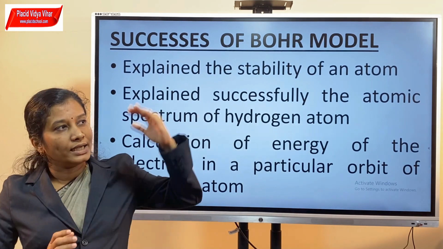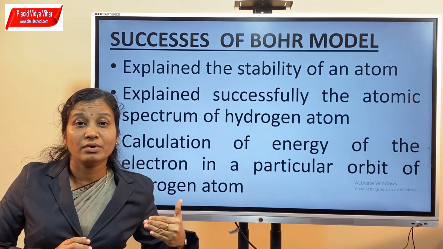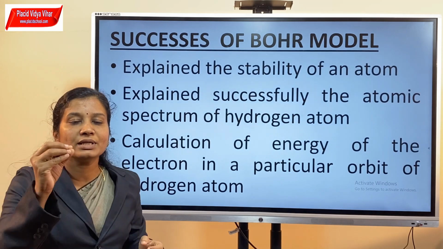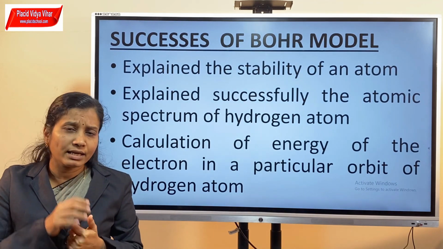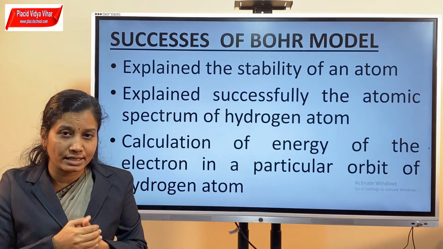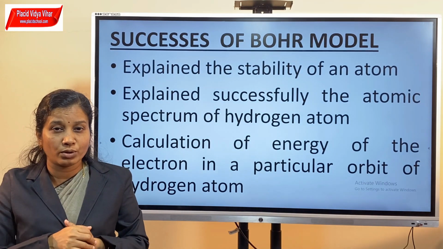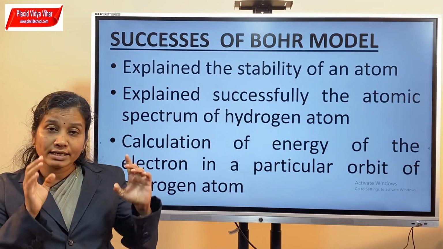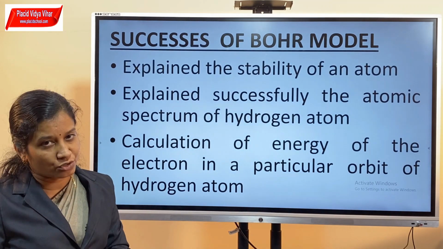So what does it do? It again comes to the stable level, that is the ground level, by emitting certain radiations. And if it emits radiations corresponding to the visible region, we get certain lines, and that is called the atomic spectrum.